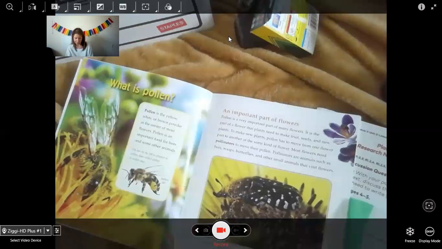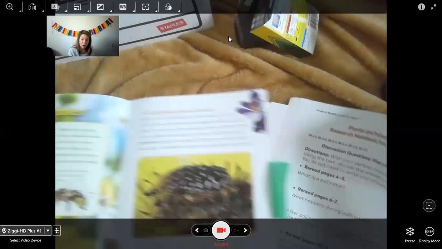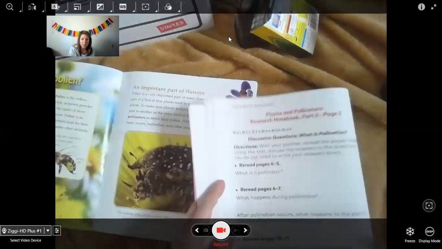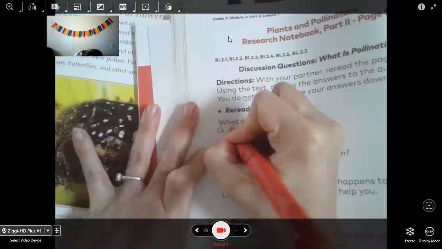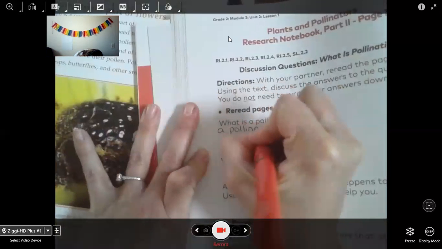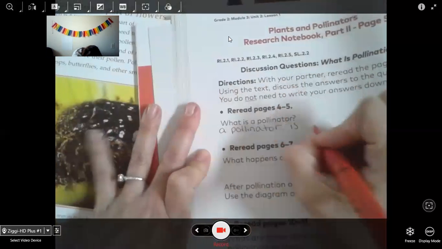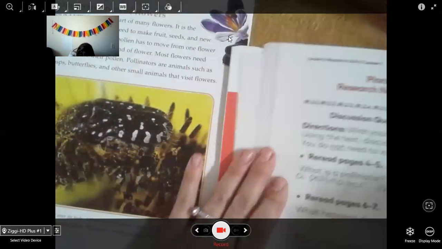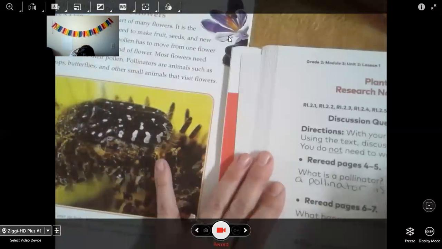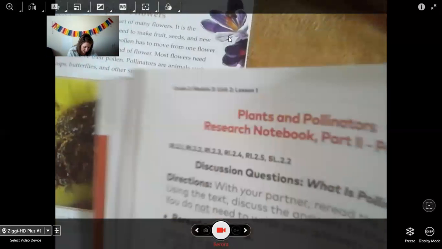So I just read it. What is a pollinator? Well, I'm going to write down a pollinator is an animal. You can't see what I'm writing. It's not going to help you.